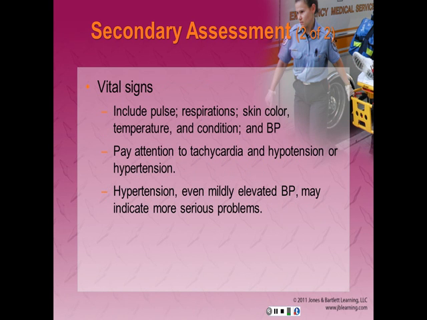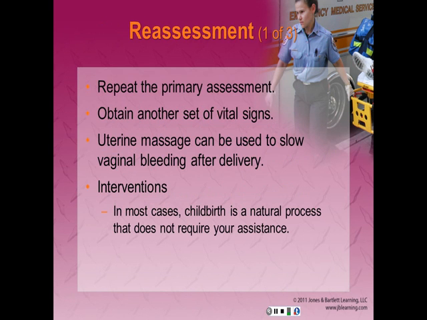Obtain vital signs. This should include pulse, respirations, skin color, temperature and condition, and blood pressure. Pay special attention to tachycardia and hypotension or hypertension. It is typical for a woman's blood pressure to drop slightly during the first 2 trimesters of pregnancy, but return to normal during the 3rd trimester. Hypertension, even mildly elevated blood pressure, may indicate more serious problems.